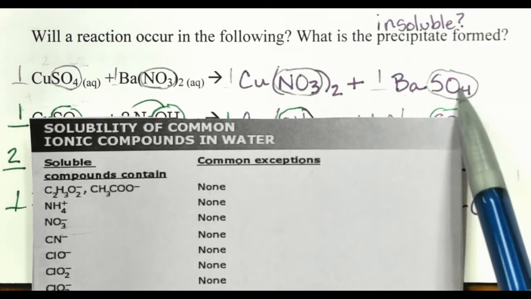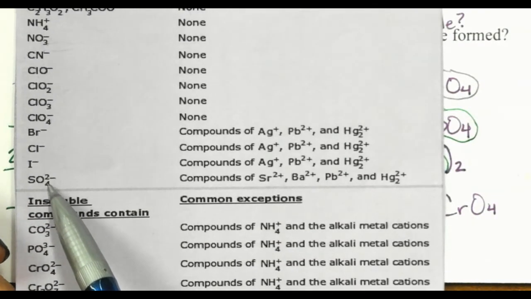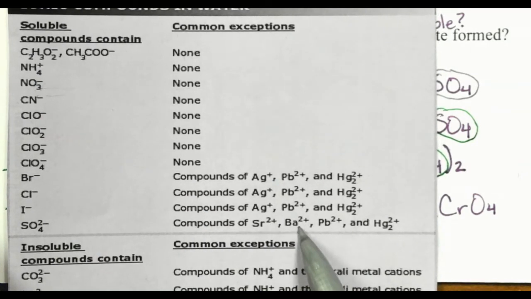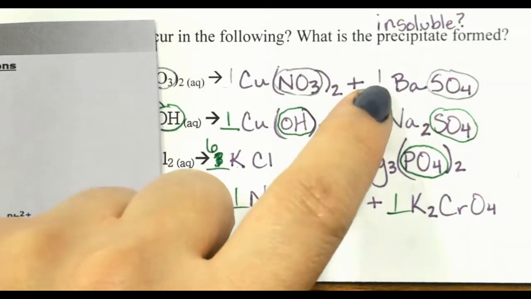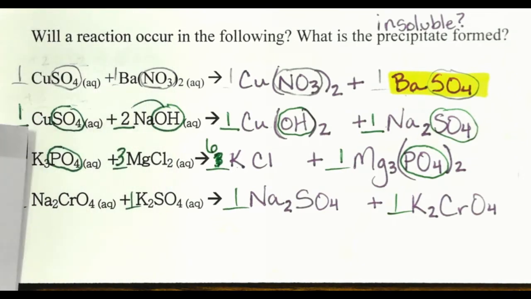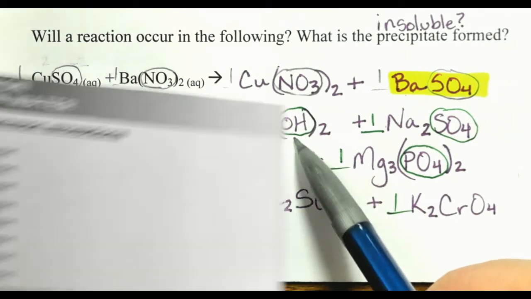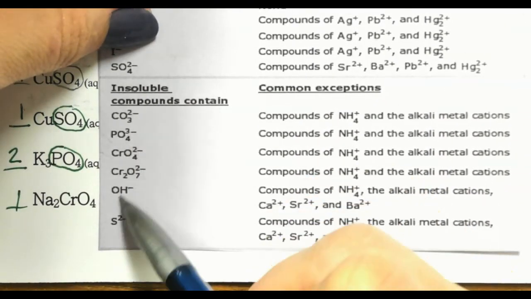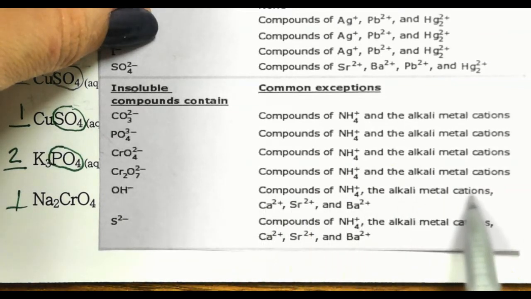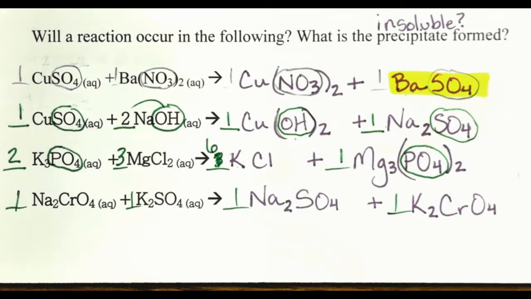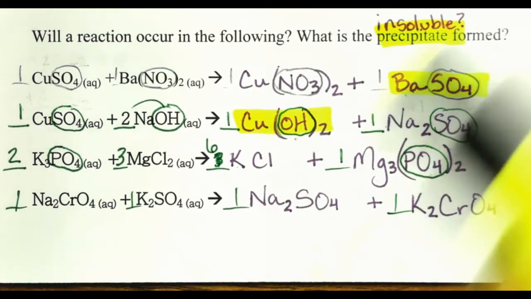Let's look at barium sulfate. Sulfates, SO4, are always soluble unless they have barium. There's the exception. So this is going to be a precipitate because it is insoluble. Okay, let's look at copper hydroxide. And hydroxide is there. It is insoluble unless copper is an exception, and copper is not an exception. So that is insoluble, therefore it is my precipitate. And I'm just highlighting the precipitates.